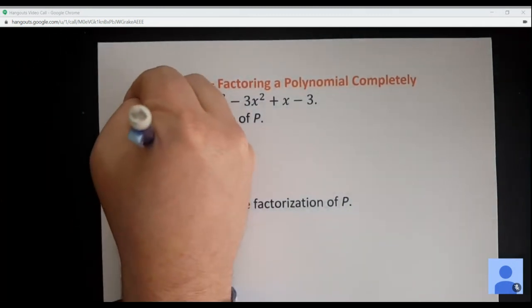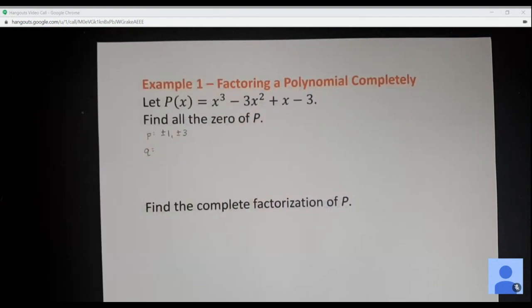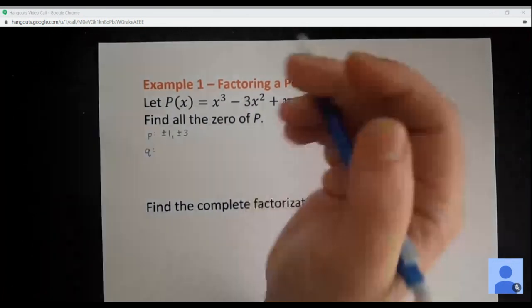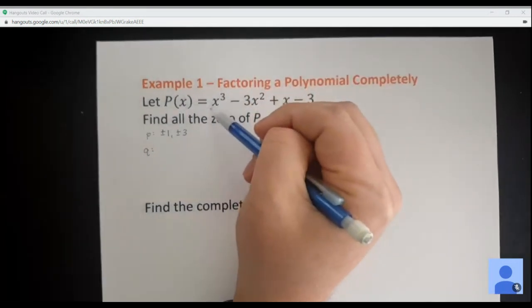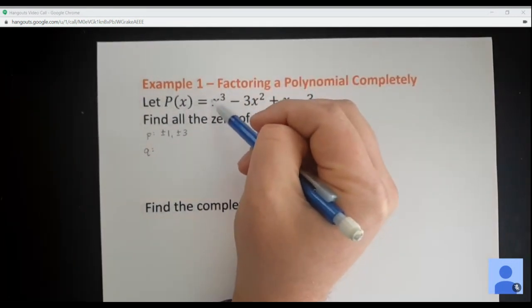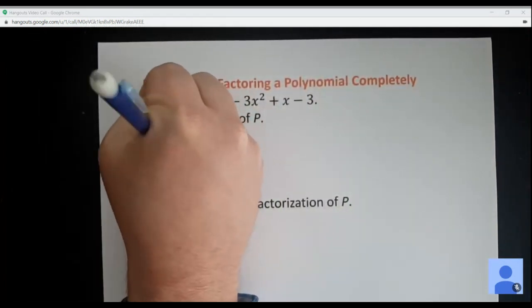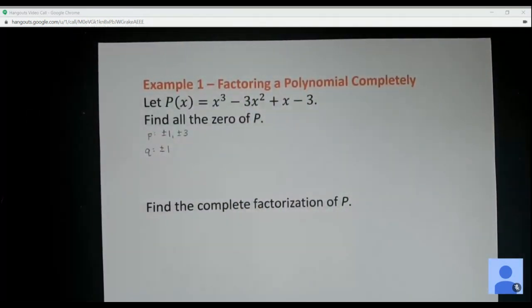Now we want to identify the Q values for this one. So how do we find the values of Q? Good. 1 and -1 because it's the factors of 1. So remember, we look at our leading coefficient. In this case, that's an understood 1 in front of the x cubed. So we're just going to get +1 and -1 as our factors for Q.